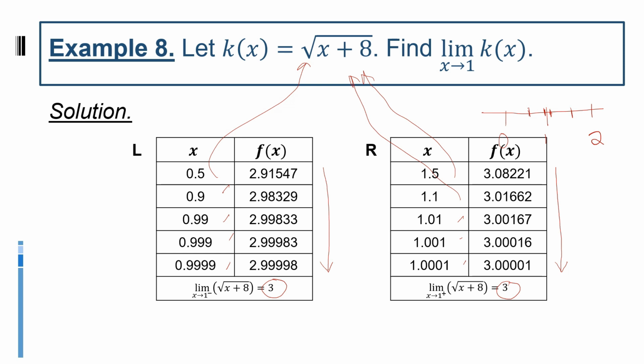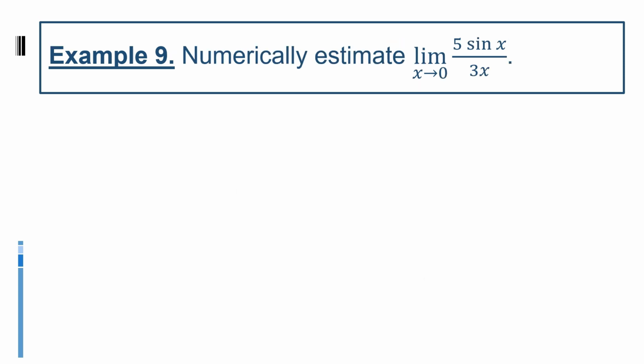So, since both limits are equal to 3, then the limit as x approaches 1 of the square root of x plus 8 is equal to 3. Ngayon naman, gamitin natin yung numerical approach in finding or estimating the limit of transcendental functions. So let's estimate the limit as x approaches 0 of 5 sine x over 3x.